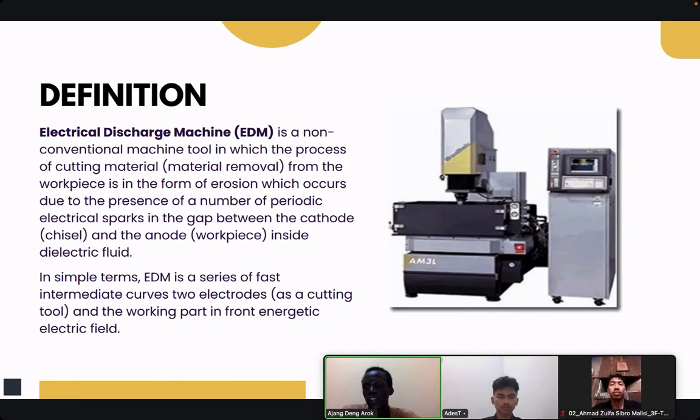the electric fluid. In simple terms, EDM is a series of fast intermediate curves, two electrodes as a cutting tool, and the working pad in front of an energetic electric field. So this is the electric discharge machine. This is just the layout, an example of what it looks like. So we can get to the next part.